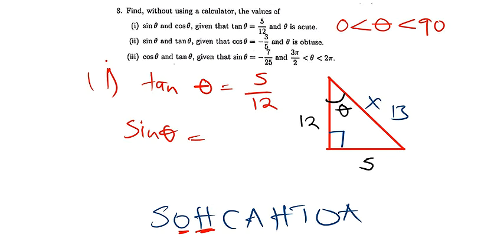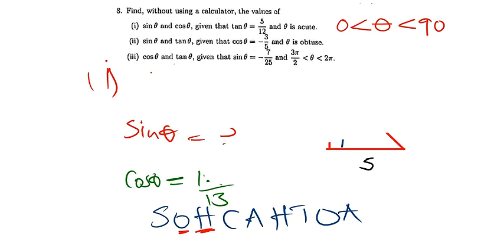The opposite to the angle theta is 5. Hypotenuse is 12. Sorry, 13. And then cos of theta, the adjacent to angle theta is 12. The hypotenuse is 13. So we've answered the first part of the question. Let's go to the second part. Pause the video and try that out.